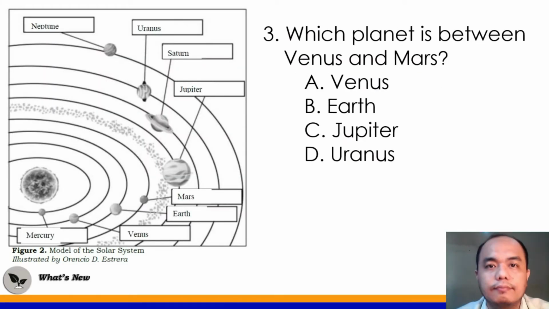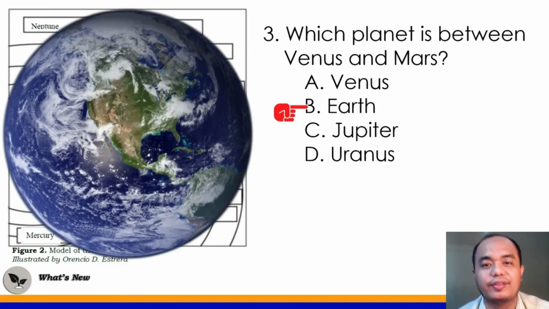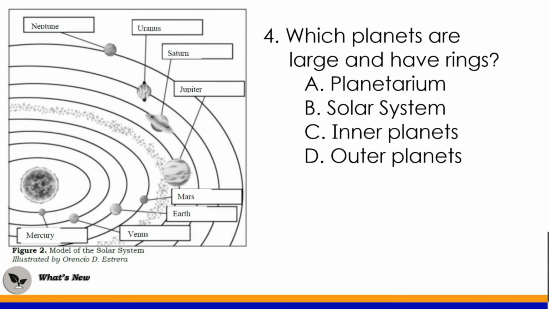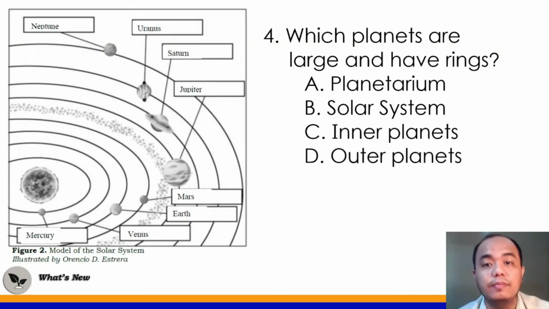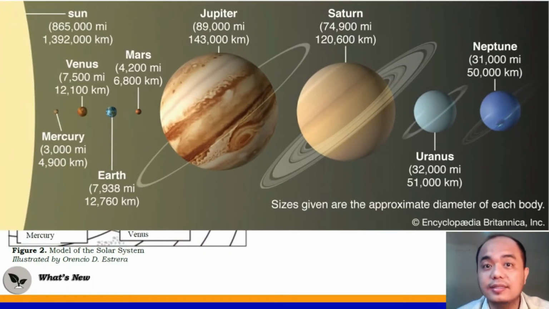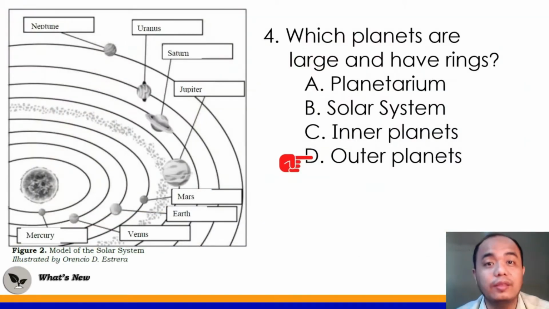Very good. Number 3. Which planet is between Venus and Mars? A. Venus, B. Earth, C. Jupiter, or letter D. Uranus? Yes, sa gitna ng Venus at Mars ay ang planet Earth. Very good. Number 4. Which planets are large and have rings? A. Planetarium, B. Solar system, C. Inner planets, or letter D. Outer planets? Yes, the outer planets are large and have rings.